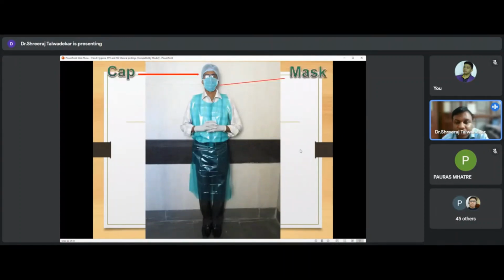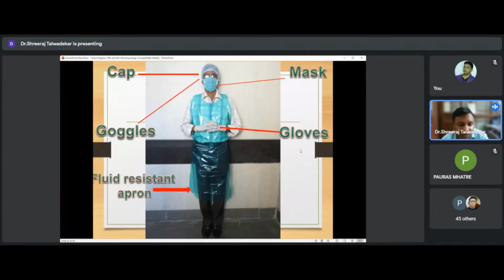So these are the components of the PPE kit: cap, goggles, mask, gloves, and either a plastic apron or a cover also, depending on what kind of activity you are going to do. So this will protect you against splashes. Very important, you might encounter a lot of splashes in your clinical posting, especially in something like gynecology or obstetrics, or even the surgical posting. So you have to be very aware of that.